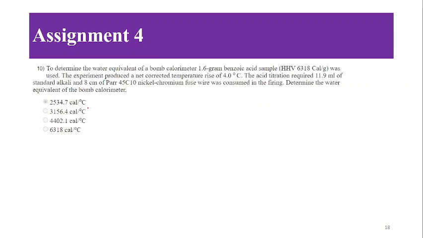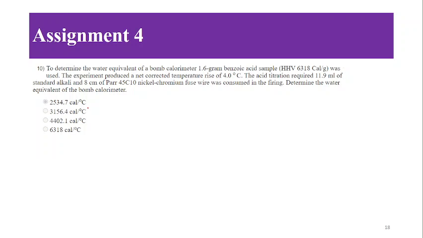In assignment 4, the numerical question was to determine the water equivalent of a bomb calorimeter. A 1.6 gram benzoic acid sample, which has the high heating value of 6318 calorie per gram, was used. The experiment produced a net corrected temperature rise of 4 degrees Celsius. The acid titration required 11.9 milliliter of standard alkali and 8 centimeter of Parr 45C10 nickel chromium fused wire was consumed in the firing. Determine the water equivalent of the bomb calorimeter.